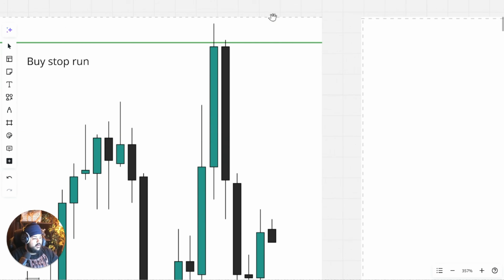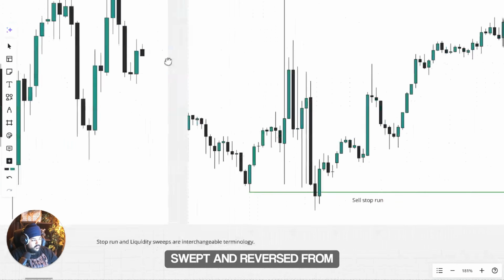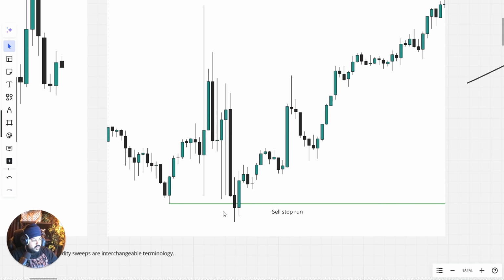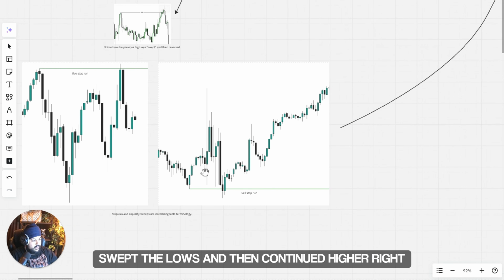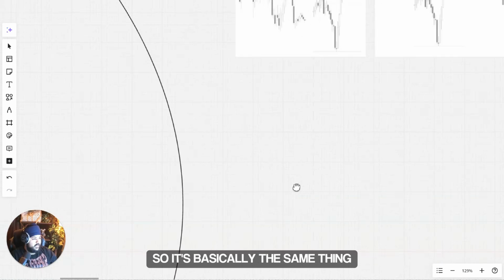From here, you guys can see these 2 examples. We have a buy stop run where we had a previous high that we swept and reversed from. And here we have a sell stop run where we pulled back, swept the lows and then continued higher. Stop runs and liquidity sweeps are interchangeable terminology, so it's basically the same thing.